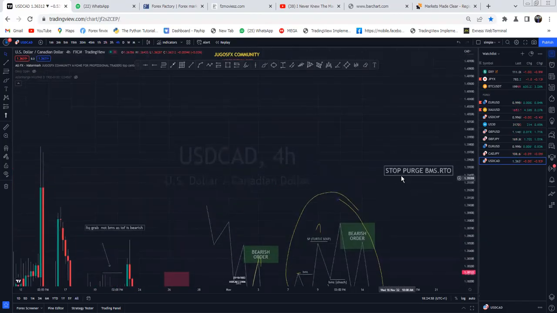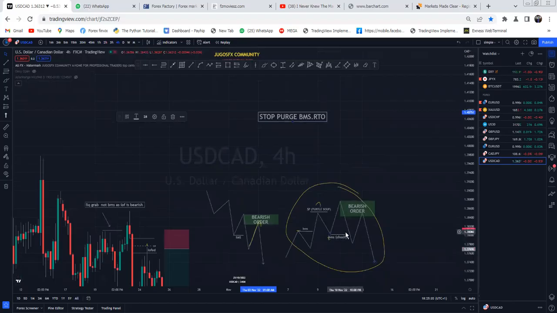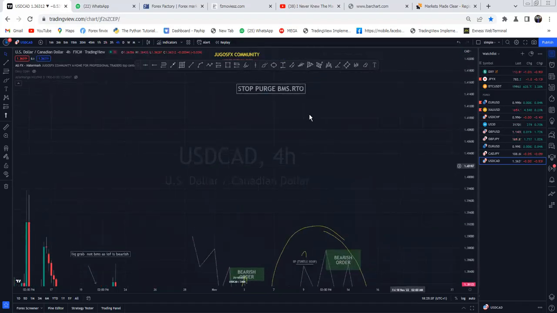The second one is, now when you look at this one here, okay, this one did a stop purge, right? The next one that we are going to do will not have a stop purge, right? This one now is going to have what we call a failure swing. Price goes up, comes back down. Instead of creating a higher high now, it creates a lower high, and then it breaks structure, okay? Now, this one here, this is your normal BMS. In the first one, this was not BMS, right? But now it's a BMS.